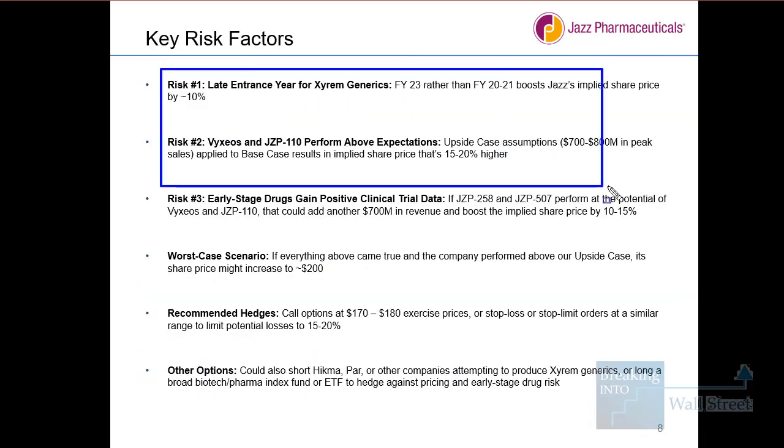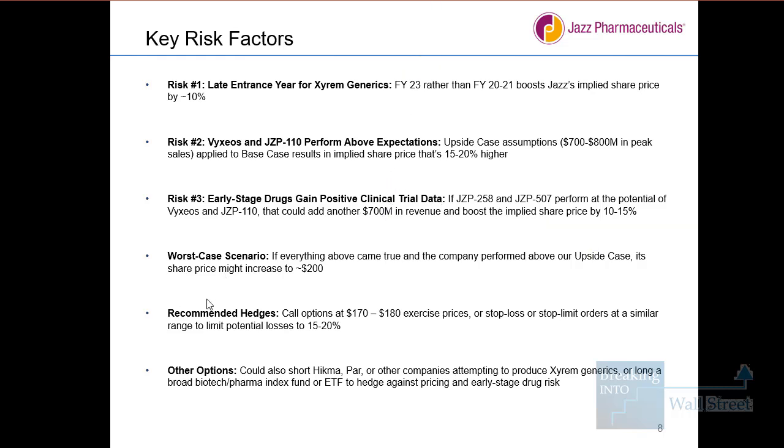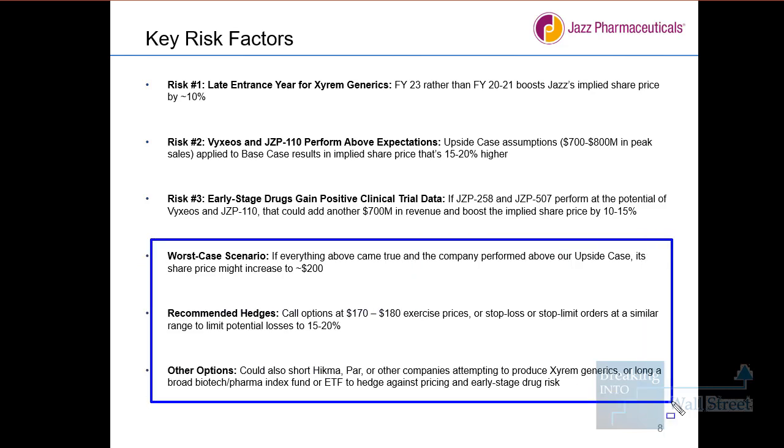We basically reverse the catalysts and say that maybe the generics will enter later than expected, maybe some of the new drugs will perform better than expected, and maybe some other products will gain positive clinical trial data. And we can mitigate some of these risks with call options or stop loss or stop limit orders. And overall, we say that we limit our potential losses here to about 15 to 20%.